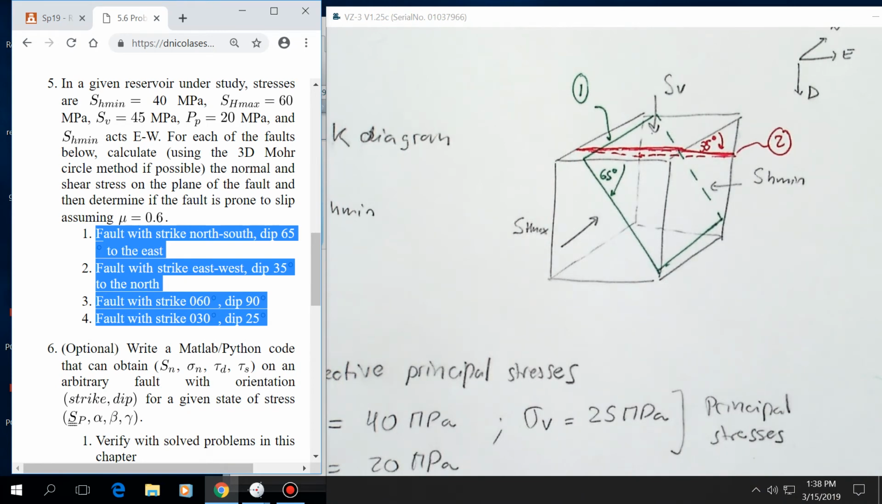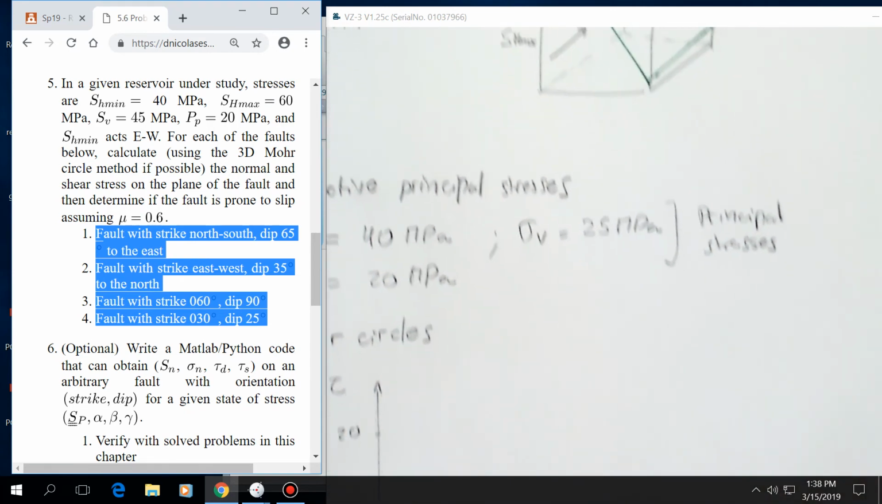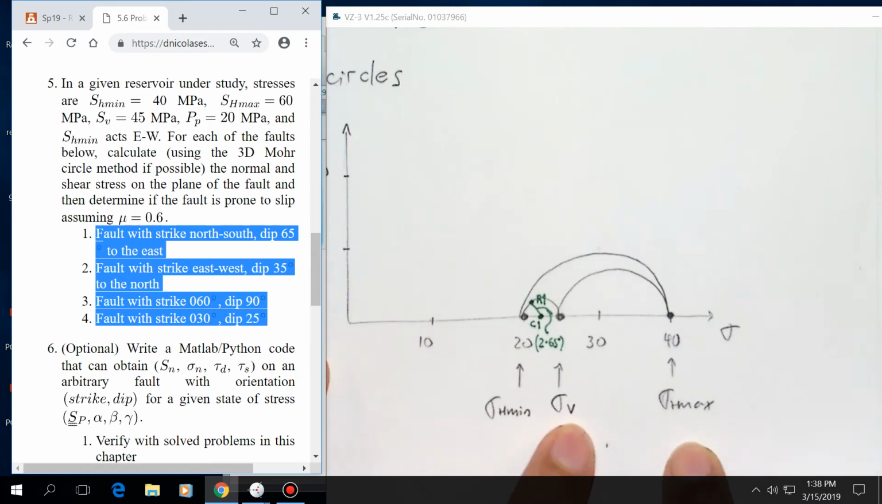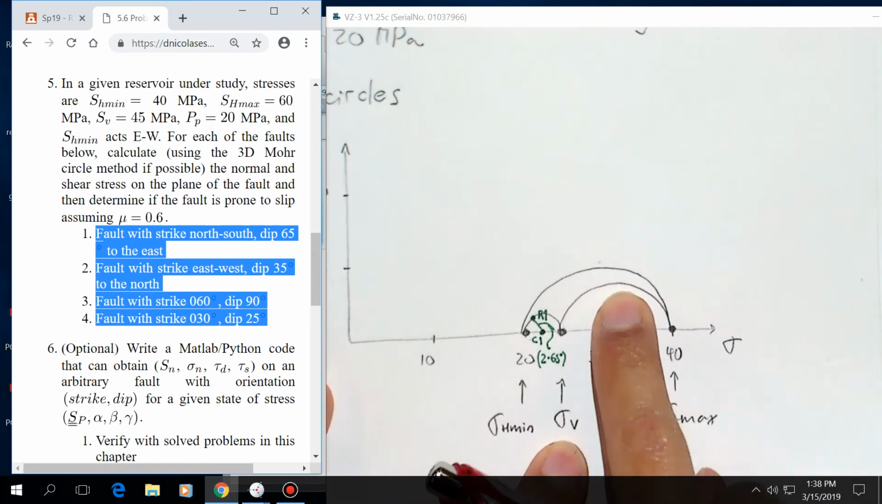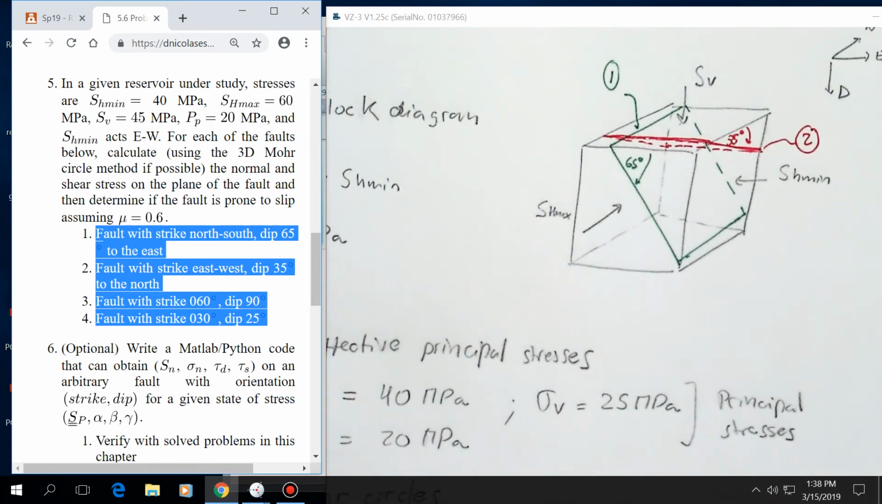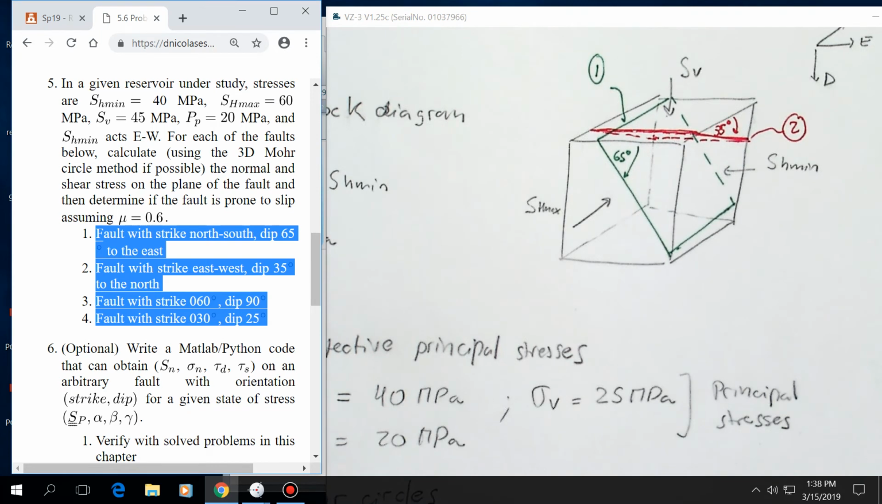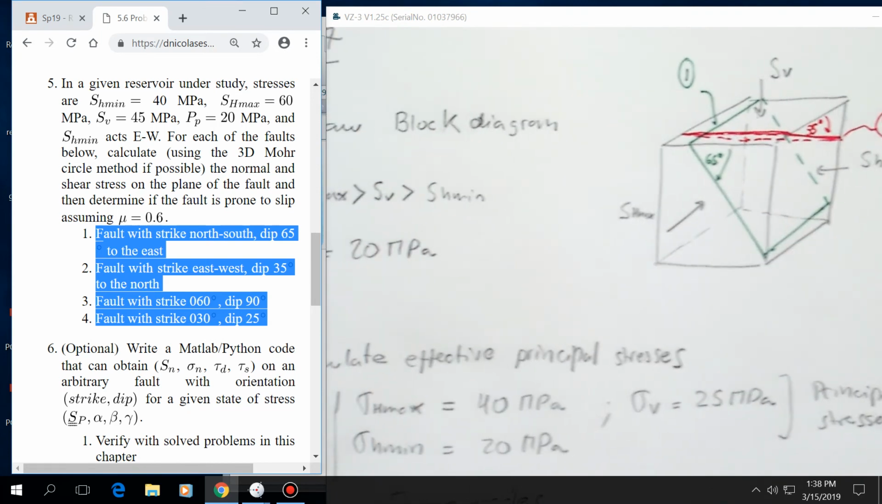SV and SH max, right? So if this one is a combination of SV and SH max, we need to use a Mohr circle that combines sigma V and sigma H max. So it's going to be this circle, okay? Now, which is higher, SH max or SV in this case?